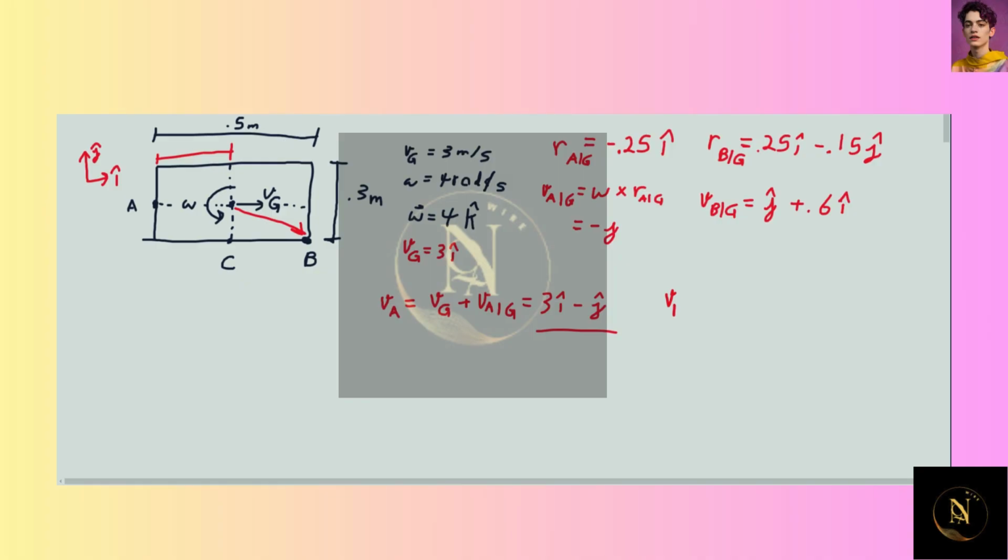Velocity of B, we do the exact same thing. We just add v_G to our v_B with respect to G. v_G was 3 i-hat, so this should give us 3.6 i-hat plus j-hat. And those are our velocities of points A and B.